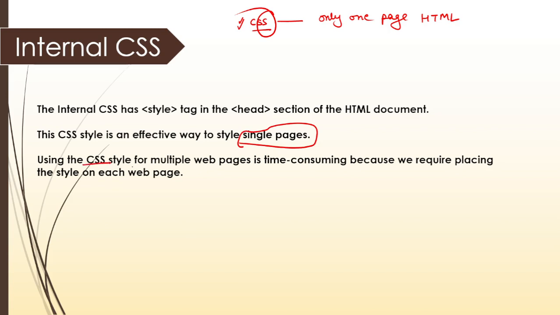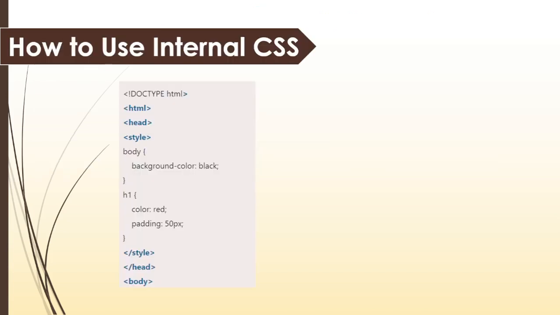So using the CSS style for multiple web pages is time consuming because we require placing the style on each web page. That's why we use internal CSS in case of only one single page, right? So let's take an example. As you can see here, this is how you can use the internal cascading style sheets.